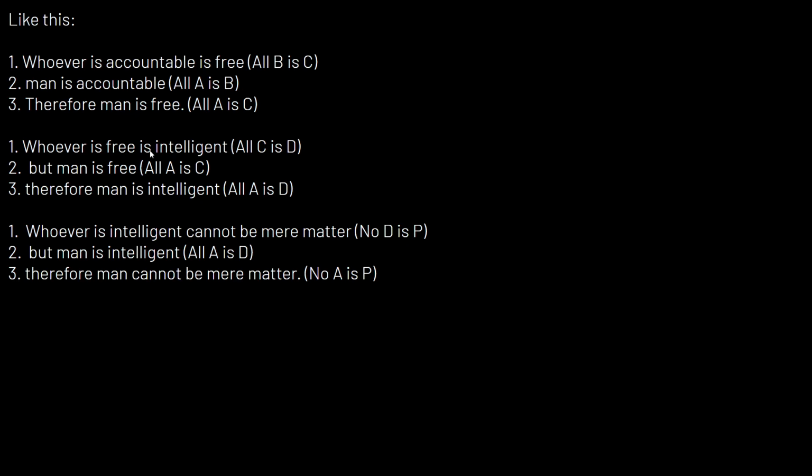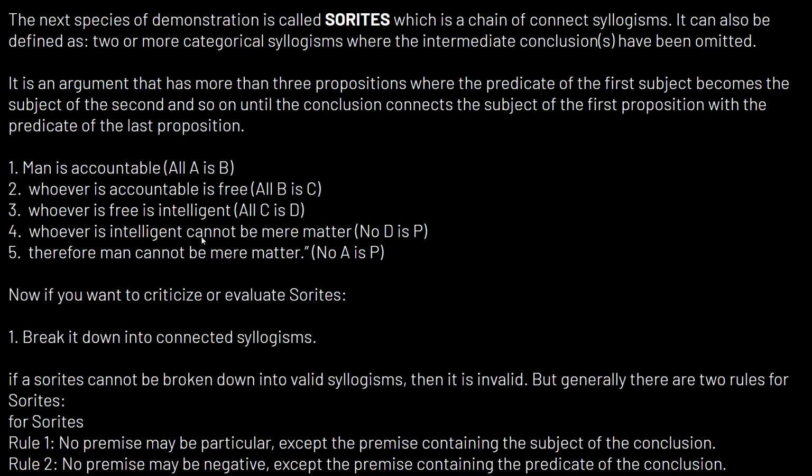And then I took that intermediate conclusion, and then I used another premise from the sorites. That is, whoever is free is intelligent, but man is free, therefore man is intelligent. And then whoever is intelligent cannot be mere matter, that is no D is P. But man is intelligent, that is all A is D, therefore man cannot be mere matter. And because this can be validly broken down into valid syllogisms, we would say that the sorites itself is valid and it has the same conclusion. That is why here in the original sorites, no A is P is the conclusion.